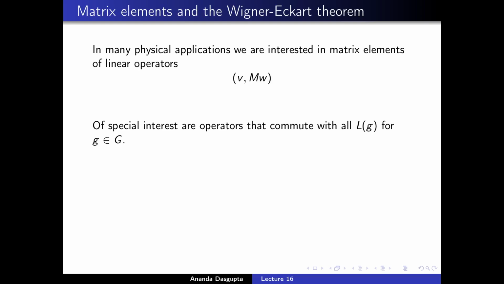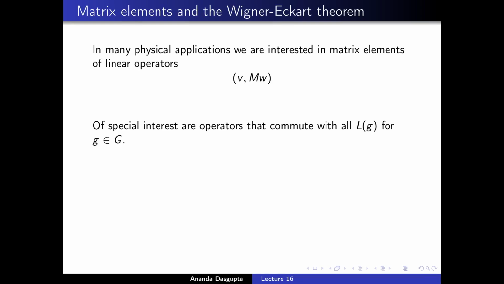Just to point out why this is of such importance, if you have a Hamiltonian, for example, of a quantum system, it commutes with each and every L_G when G belongs to the symmetry group of the system. This has immediate impact on what kind of matrix elements an operator like the Hamiltonian can have: which matrix elements of the Hamiltonian are non-zero, and even among the non-zero elements, what kind of connections exist.